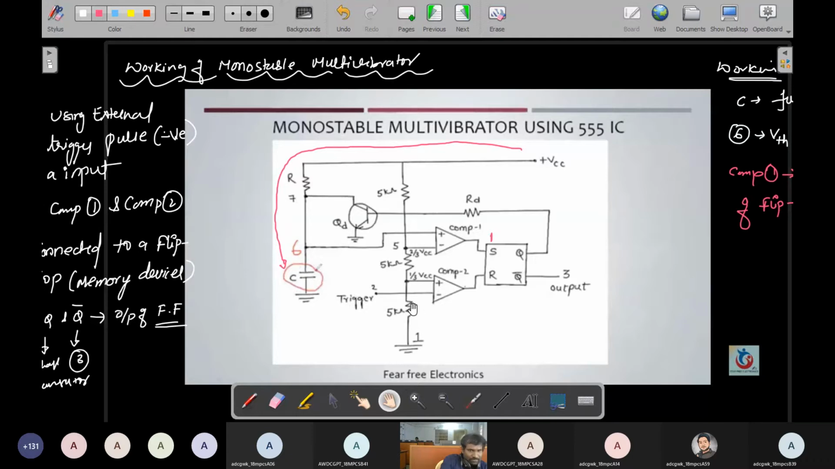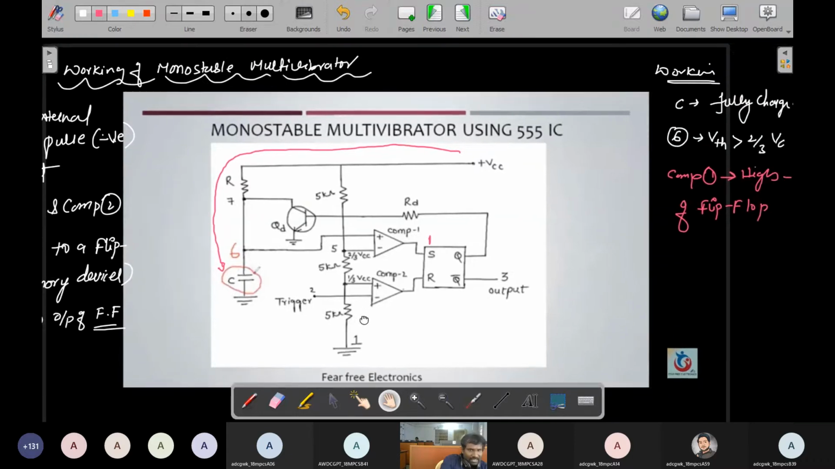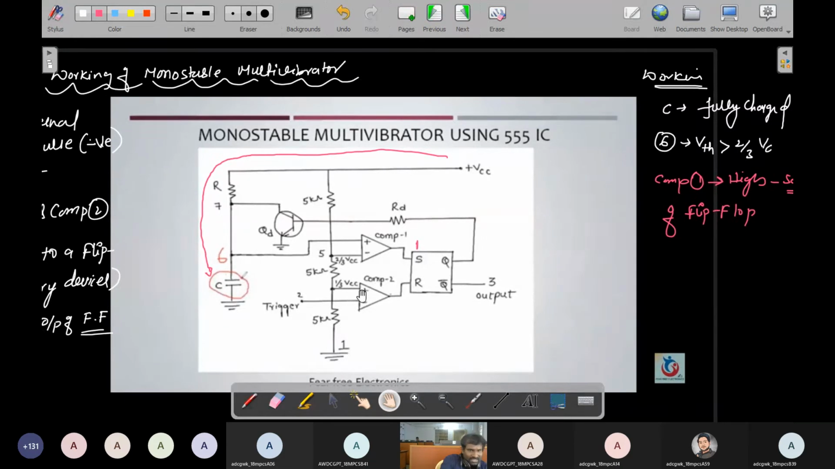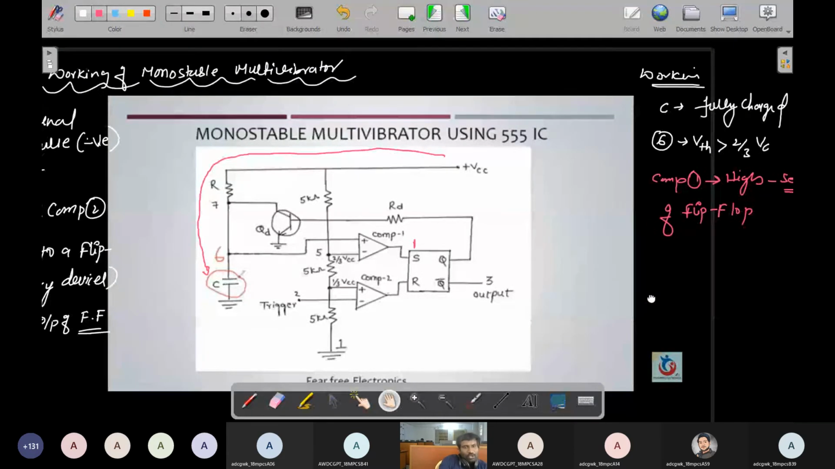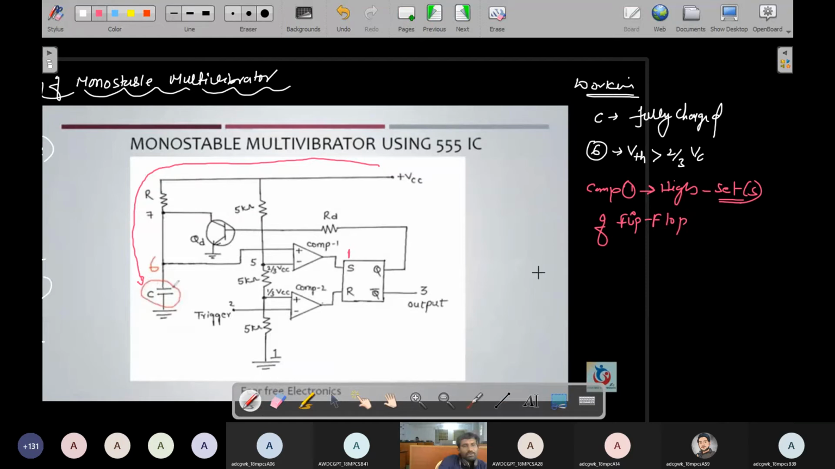If I am applying the trigger pulse, the plus VCC is given to the positive terminal, because of 1/3 VCC. First of all I want to give lower values of trigger pulse. So here I give lower values of trigger pulse. These are the next important key points. Now I'll give lower values of trigger pulse.